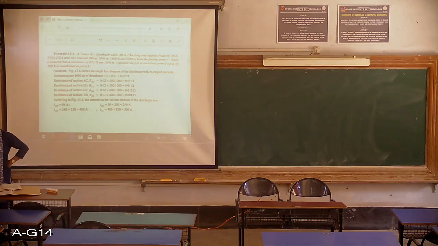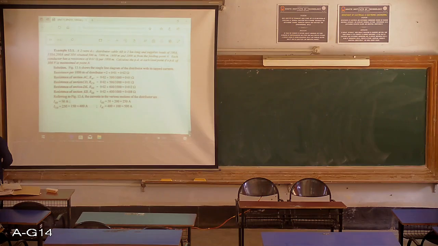Okay, they are given the cumulative distances. Then calculate. Each conductor has a resistance of 0.01 ohms per 1000 meters. So resistance will be given in this fashion. Then calculate the potential difference at each load point if a potential difference of 300 volts is maintained at point A. So the starting point voltage they have given you is 300 volts.